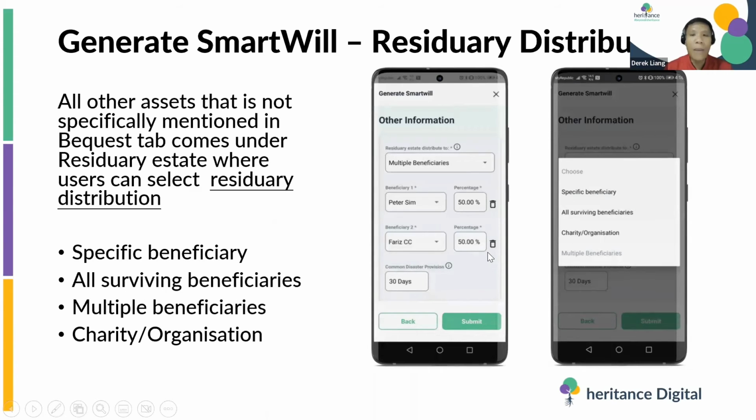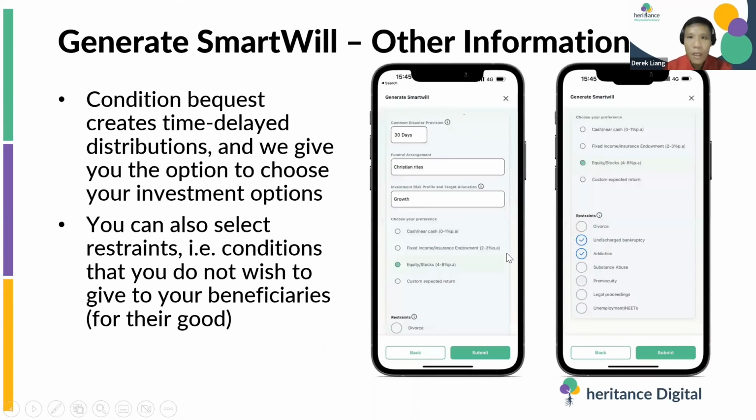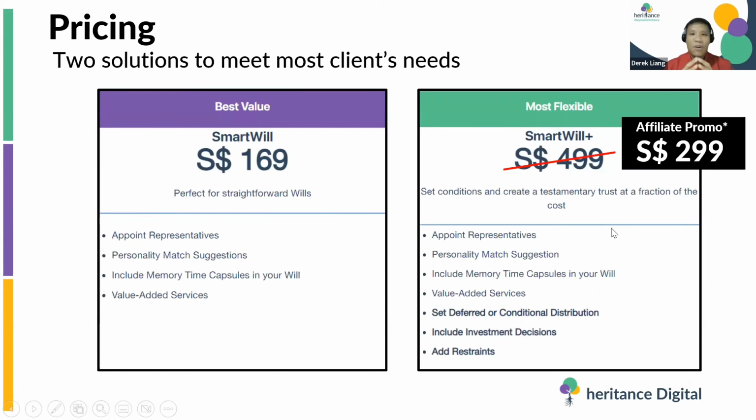What about all my other assets? I have so many assets, and I have others that I haven't locked into the asset tab. This is the place where you decide where the rest of your assets go, and we have four options here. These are controls not available in most will generation apps: you have our website, a restraints condition, time release, and other options of investments. So it's a very powerful SmartWill Plus.